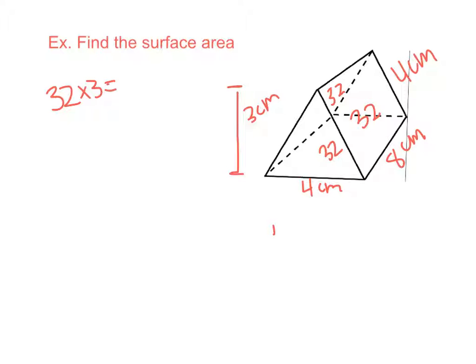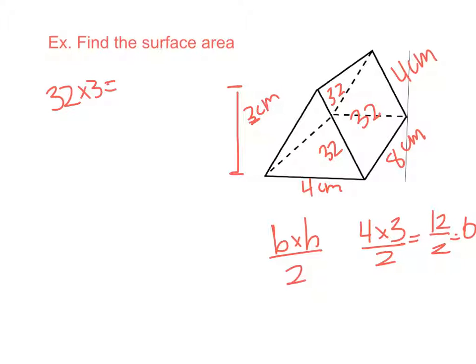So I'm going to do base times height and divided by 2. So my base is 4. My height is 3. That was supposed to be a 3. Awkward. And divided by 2. 4 times 3 is 12. Divided by 2 equals 6.